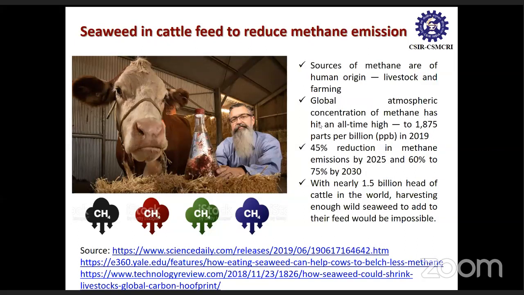But very recently, people, including my own organization, have done research and shown that as low as 0.5 to 1.5% of cattle feed, if mixed with a seaweed formulation, can reduce the methane emission considerably. Now, I have just given this figure. There are an estimated 1.5 billion cattle in the world, and to add even 0.5% seaweed to their feed, you need an enormous amount of seaweed, which is today not possible. But certainly, cultivation technologies, I'll be coming now to cultivation technologies, are very much possible. So it is a very interesting and unique application and holds great promise.